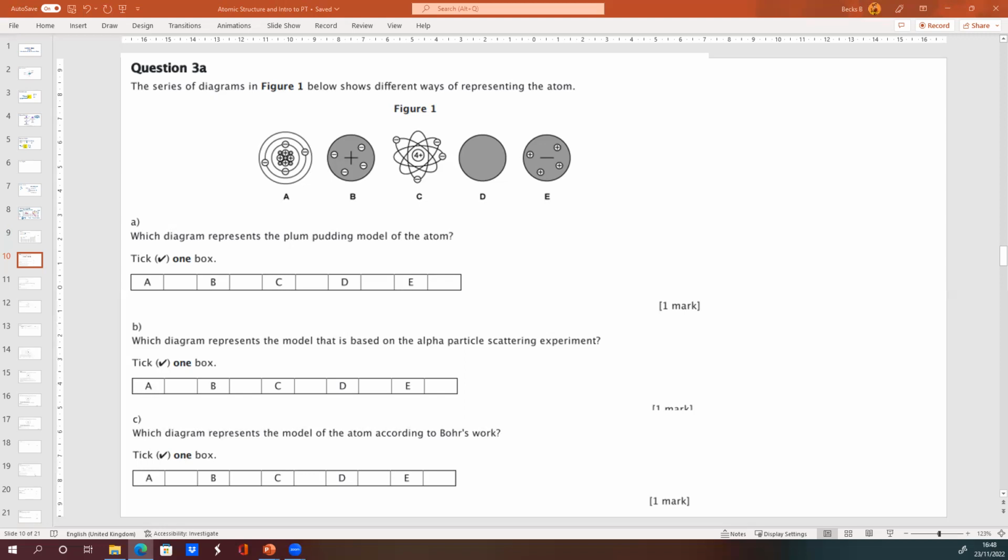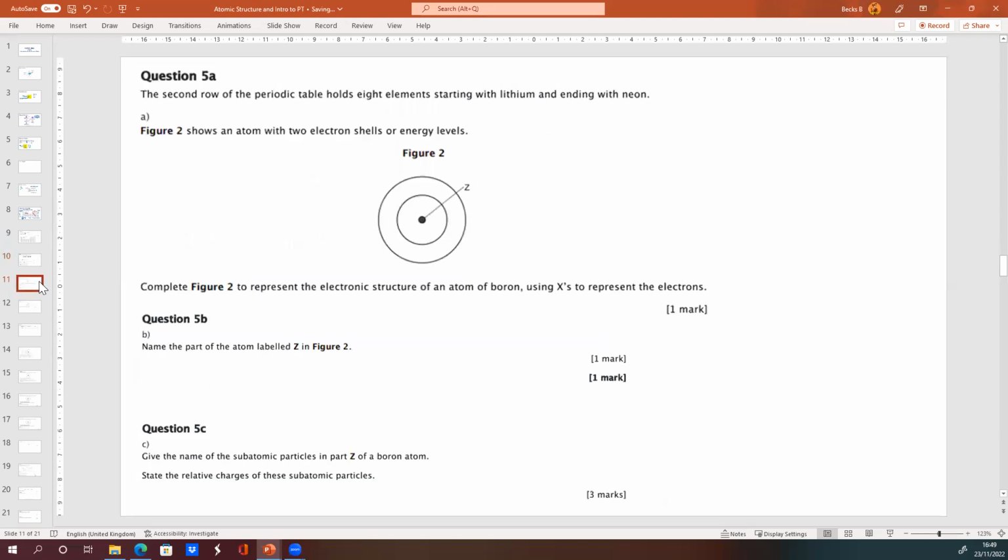Okay, so the diagram that represents the plum pudding model. So this is where we discovered that there were electrons. So the negative electrons dotted throughout. So we've got 2 very similar diagrams here, but we're looking for the one with the negative. So it is B. Model that is represented on the alpha scattering. That was where we discovered that there was actually empty space in the atom. So this is C. And the diagram that represents Bohr's work is A, closest to the model that we currently use today, the electrons in the shells orbiting the nucleus.